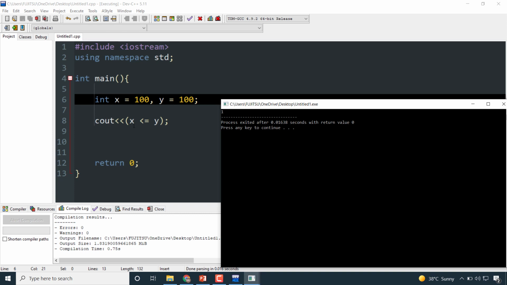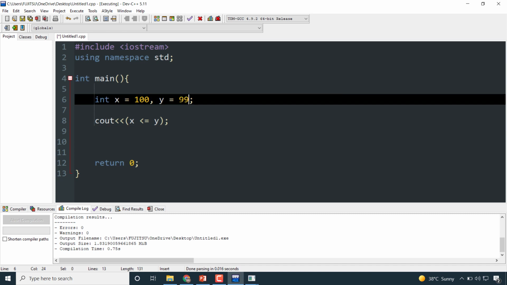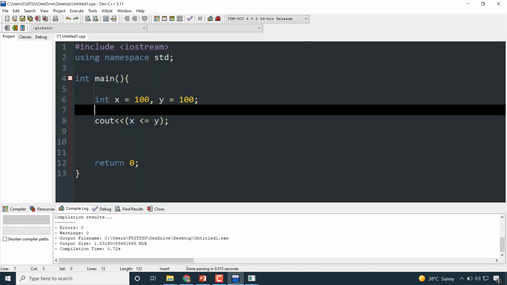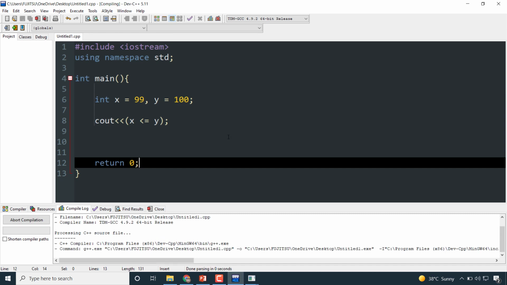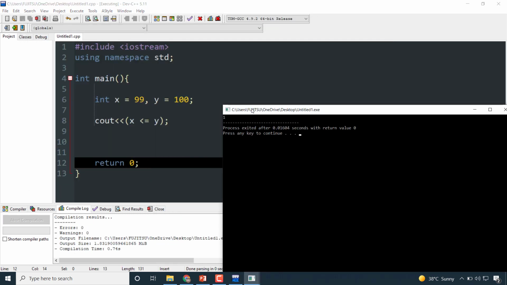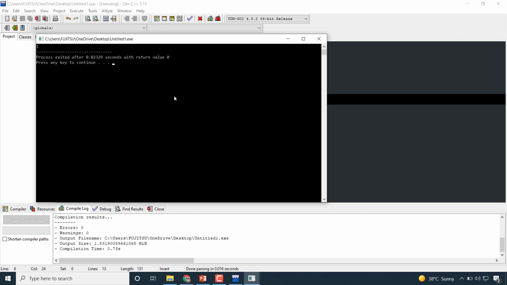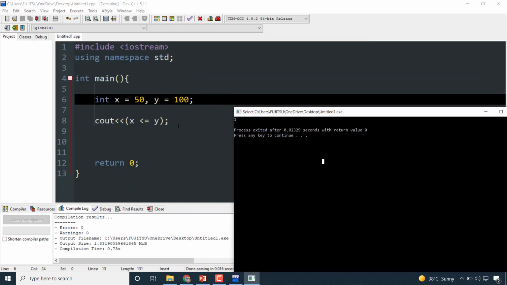Because it is saying if x is less than or equal, it is two conditions, less than or equal. In this condition x equal to y, so it's returning 1. And if I do like this, sorry, 99, so 99 is less than 100, that's why it's returning 1. And if I do 50, it's also returning 1, because 50 is less than 100.